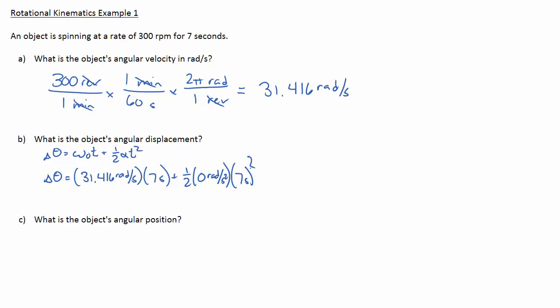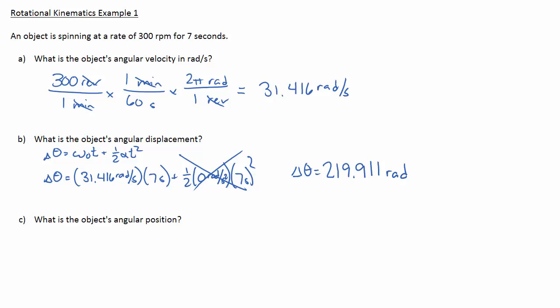If I use the full equation, this last term will cancel out. I'm left with 0, so I just multiply my 31.416. I'm going to use the exact value from the calculator. And what I'll end up with is delta theta is 219.911 radians.